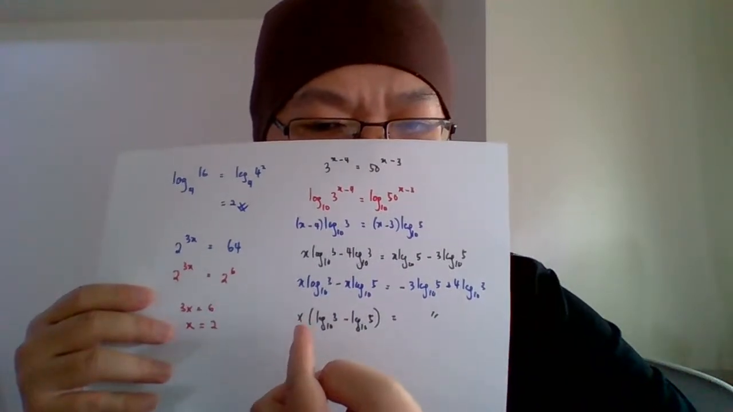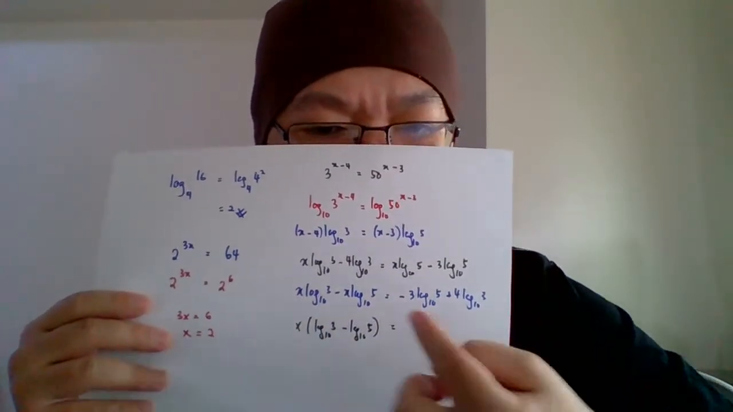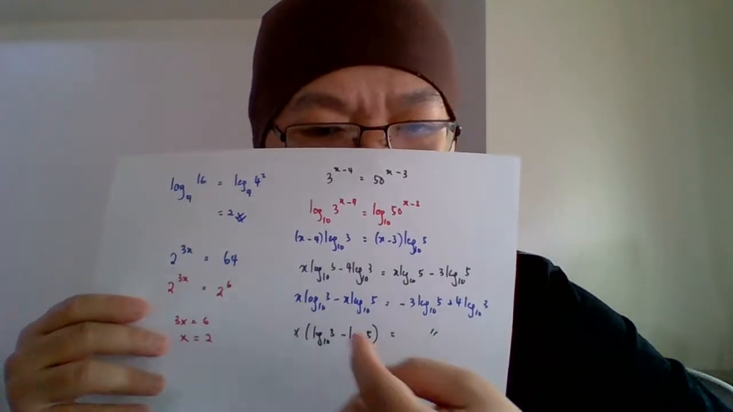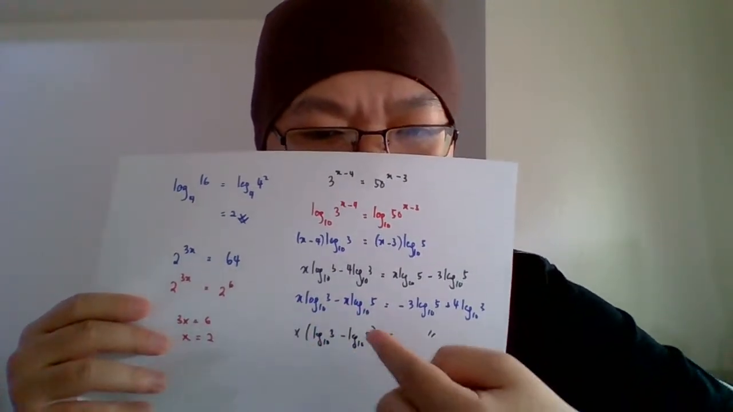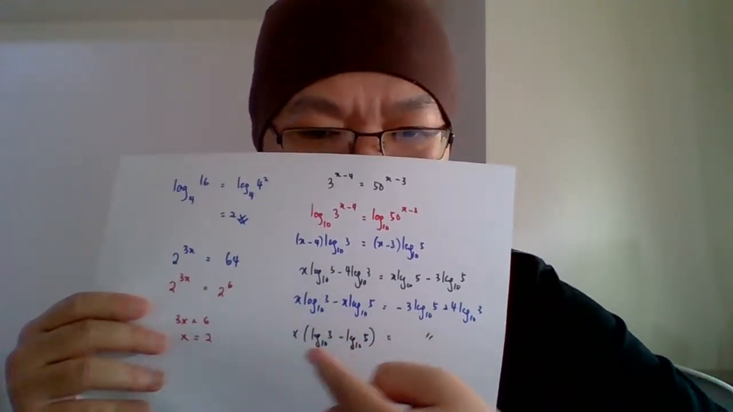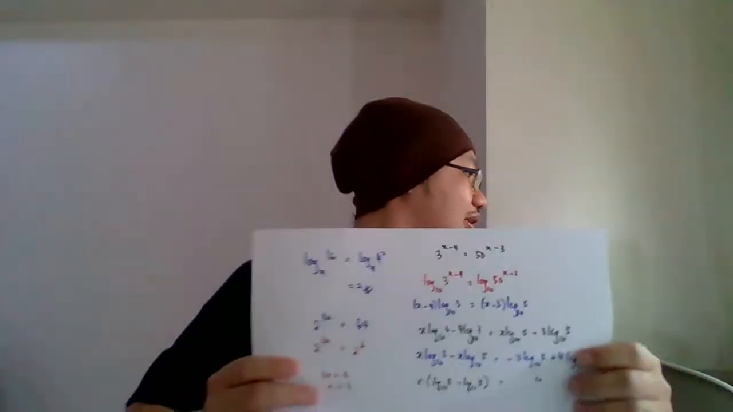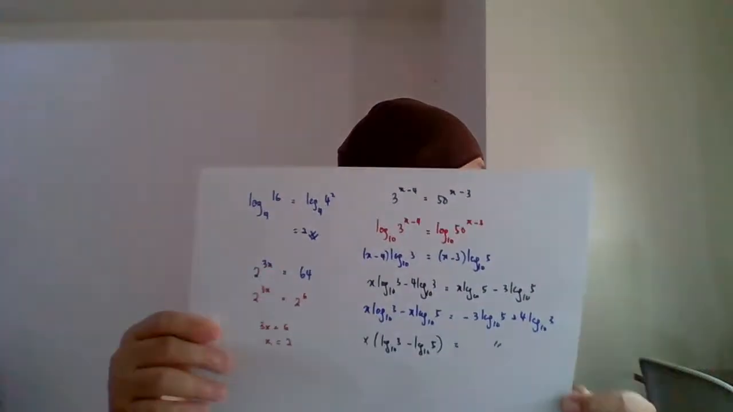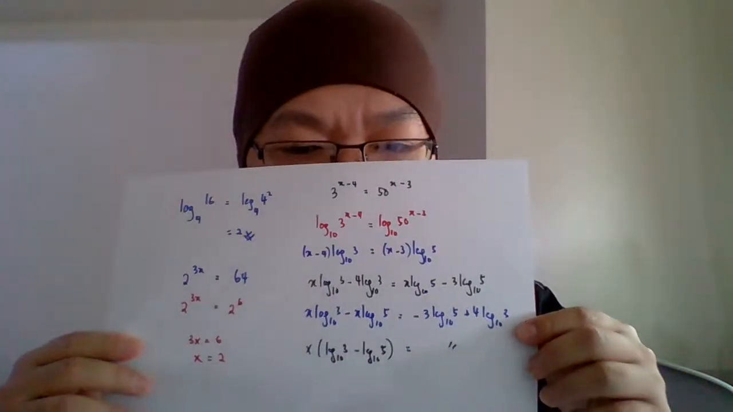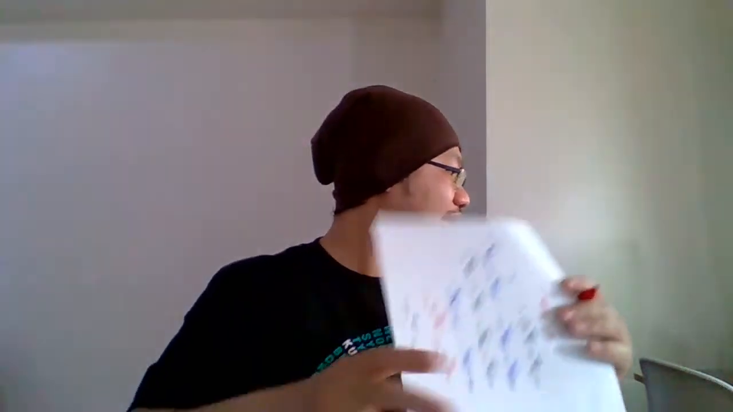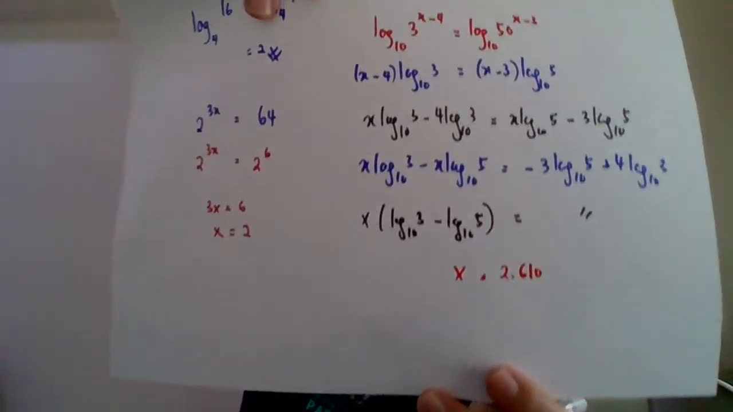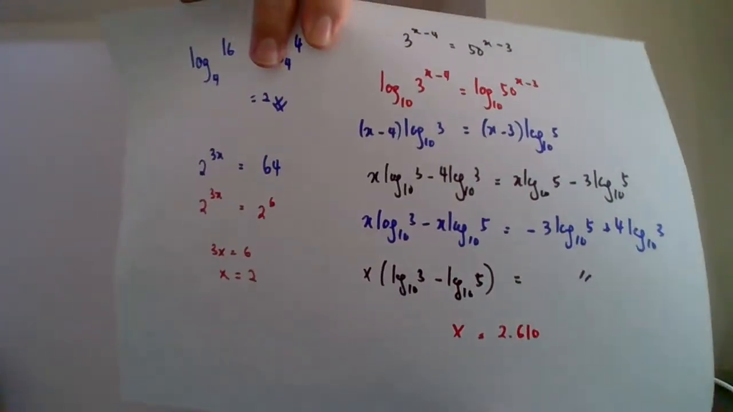Now, I want to find x. So x will be equal to this number on your right side divided by this whole bracket. So that will be the final answer. The final answer that you should obtain is 2.610. So x equals 2.610. This is the final answer shown in the textbook.